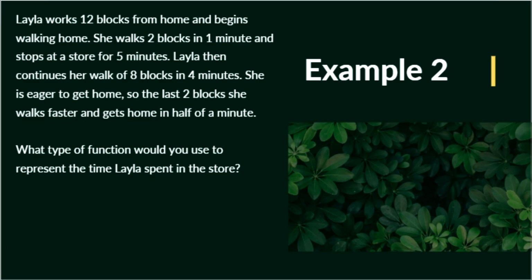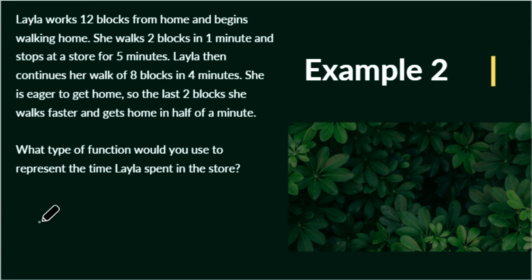So here's example number 2. Layla works 12 blocks from home and begins walking home. She walks 2 blocks in 1 minute. These are really small blocks, or she's hoofing it, man, and stops at a store for 5 minutes. Layla then continues her walk of 8 blocks in 4 minutes. She is eager to get home, so the last 2 blocks she walks faster and gets home in half a minute. What type of function would you use to represent the time Layla spent in the store?